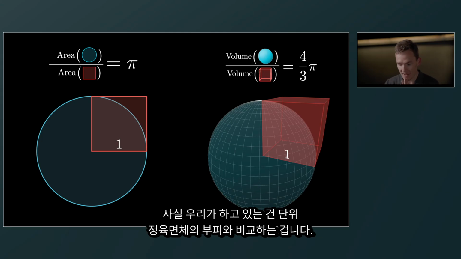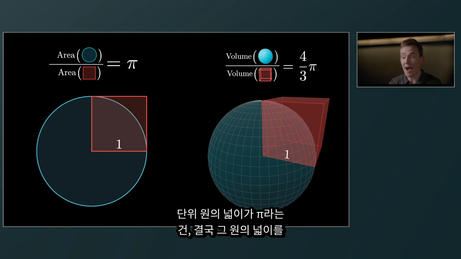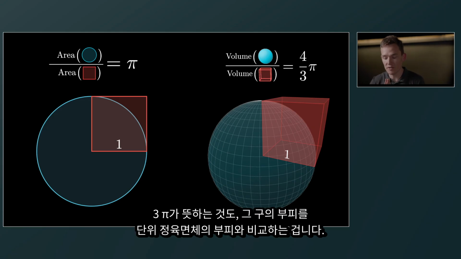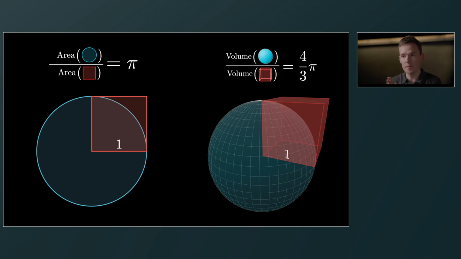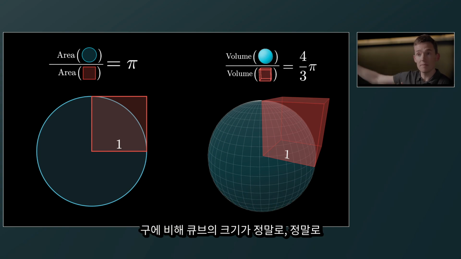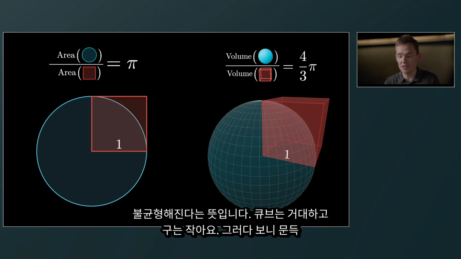In a literal sense, I guess what we're saying is we're really comparing it to the volume of a unit cube. You know, that pi for the area of a unit circle, that's basically the area of a circle as compared to the area of a square with side length 1. And in 3 dimensions, what do we mean by that 4/3 pi? Well, we're comparing the volume of that sphere to the volume of a unit cube. And so in some sense, the fact that this is getting smaller is really just telling you that up in many dimensions, the size of a cube compared to the size of a sphere ends up getting really, really disproportionate. The cubes are huge and the spheres are small.